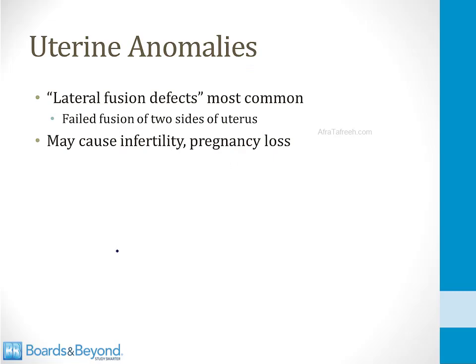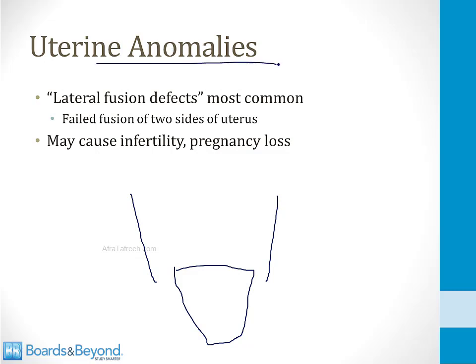One of the key structures that derives from the Müllerian ducts in females is the uterus, and in order for the uterus to form, both the left and the right Müllerian duct must come together normally and fuse to form the uterus in the middle. Many times this process doesn't happen normally, and this leads to anomalies in uterine development. So-called lateral fusion defects are the most common type of uterine anomaly.